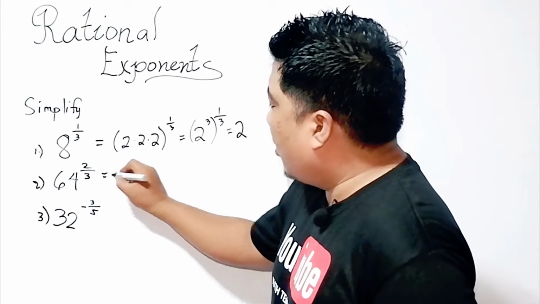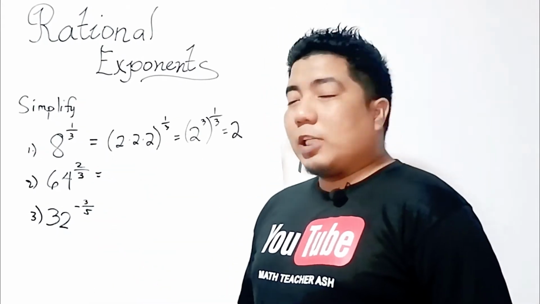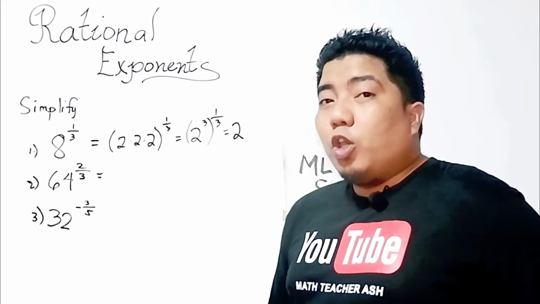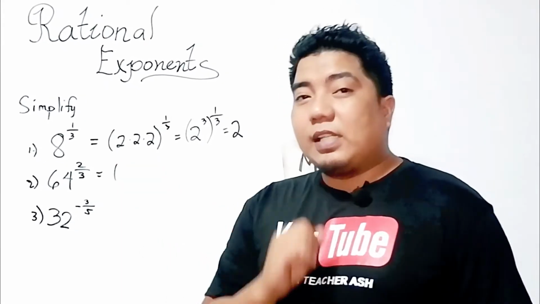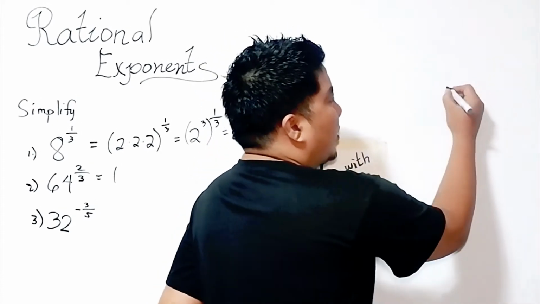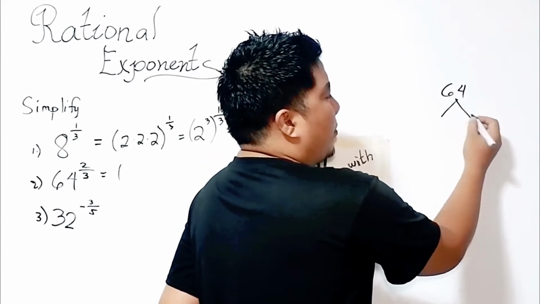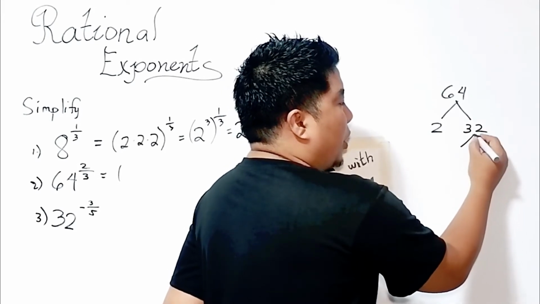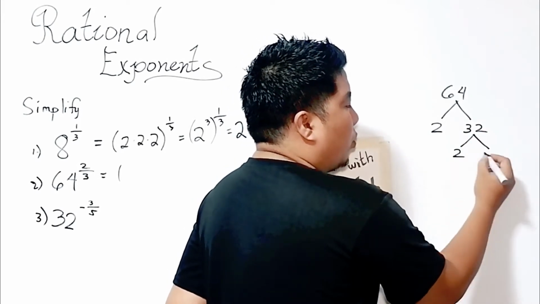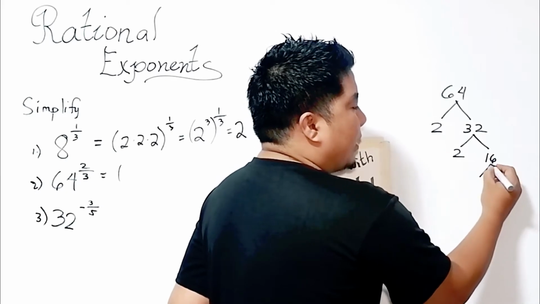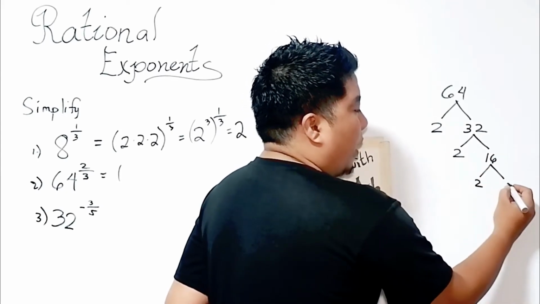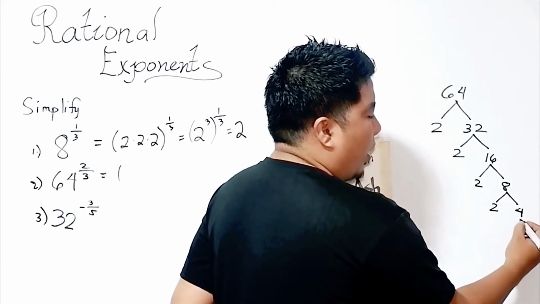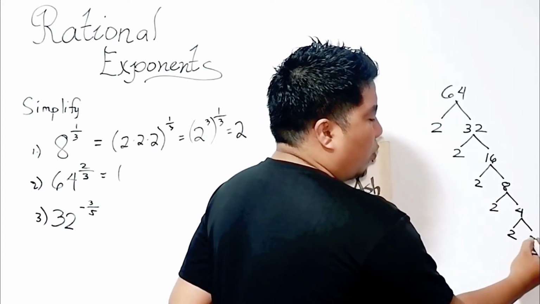Now, for 64, we have an exponent of 2/3. What you can do here is first, you break down your 64. 64 can be broken down in many ways. You can break this down into 2 and 32, while 32 can still be broken down into 2 and 16, while 16 can still be broken down into 2 and 8, while 8 can still be broken down into 2 and 4. And 4 can still be broken down into 2 and 2.